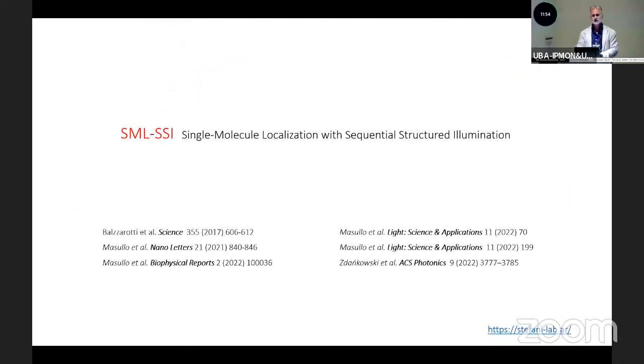Okay, last part of the talk. And this is about yet another way of localizing molecules with high precision and using very few photons, as few photons as we could. And we call this single molecule localization with sequential structured illumination.